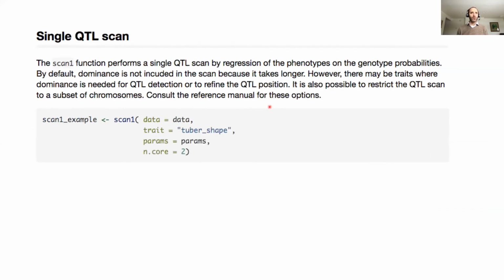So now we can do our single QTL scan. It's called scan1. You give it the variable data, which is what we created after we read all those files, the name of the trait, the parameters that you estimated using setparams for the iterations. And then if you have multiple cores, you can specify that here. What you're going to get as output is basically a data frame, or a table, that has for each marker the LOD score and some other information from that test.